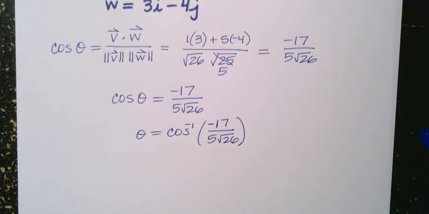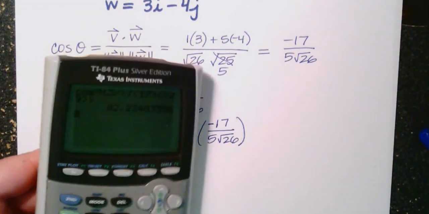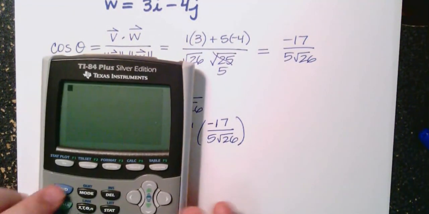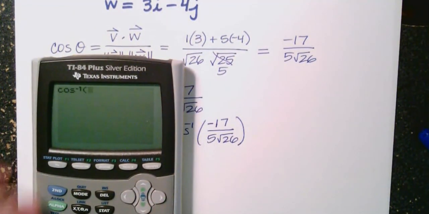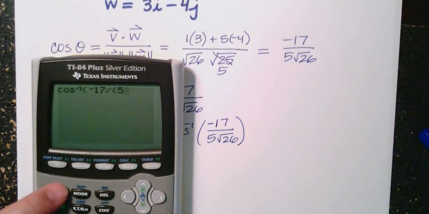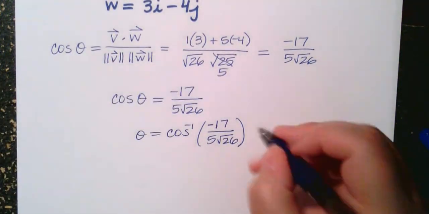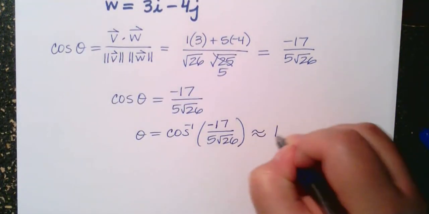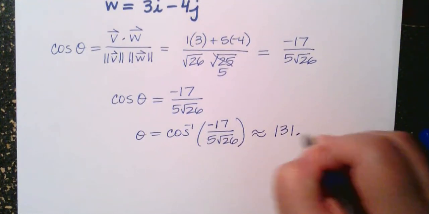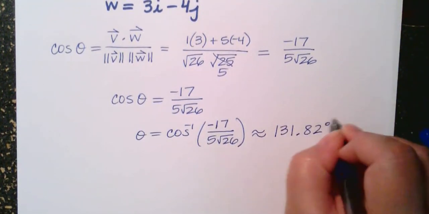Then I go to my calculator, and I'm going to do inverse cosine of negative 17 divided by 5 root 26. And I don't really need those parentheses, but I'm putting them there. And I get 131.82 degrees. Okay, it's about 131.82 degrees.